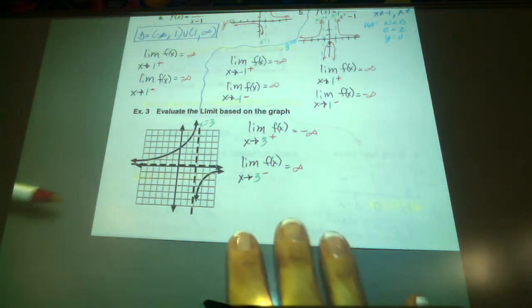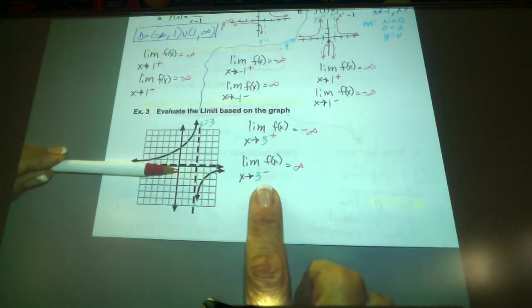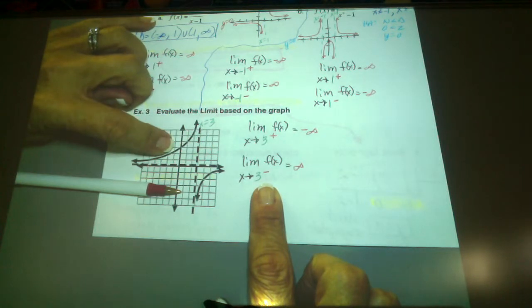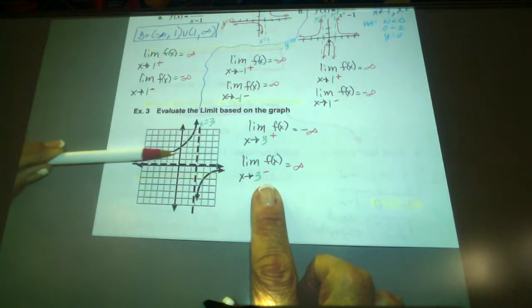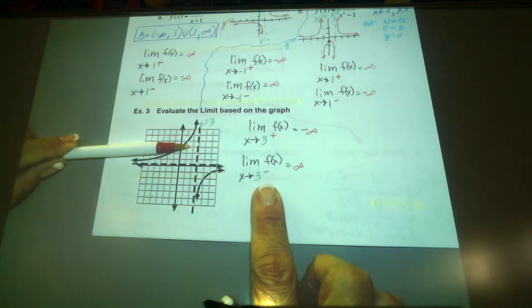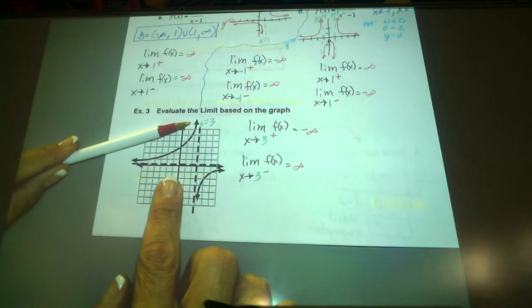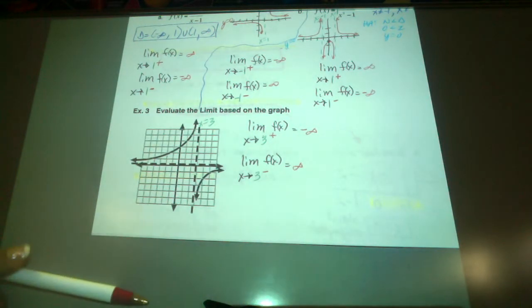But if I switch it and approach 3 from the left-hand side, I'm now on this left swoop over here, because that's the part of the graph that's to the left of that asymptote. As I get closer and closer to 3 from the left side, won't the y value get bigger and bigger without bound? And so it's approaching positive infinity. So I have to do that for every vertical asymptote.